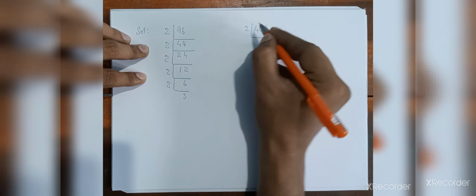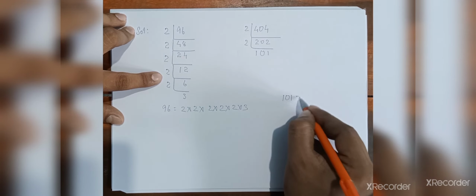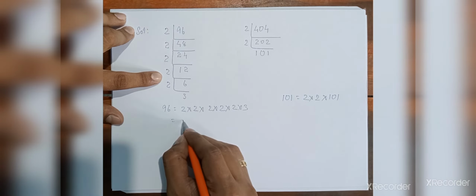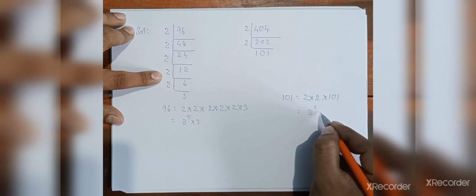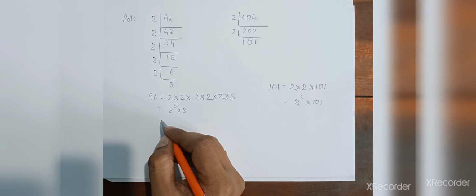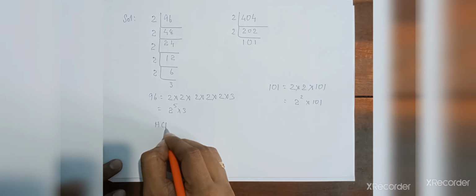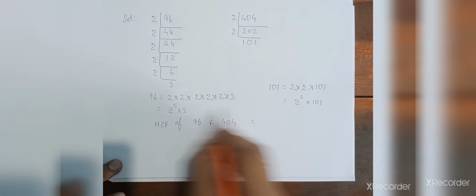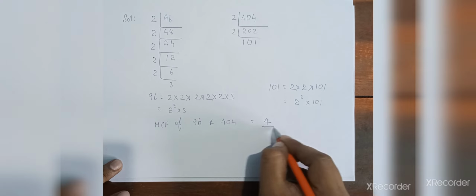So we can write 96 as 2 into 2 into 2 into 2 into 2 into 3, and 404 as 2 into 2 into 101. This is 1, 2, 3, 4, 5: 2 to the power 5 into 3. This is 2 to the power 2 into 101. So what is the HCF of these two integers, the highest common factor in both? HCF of 96 and 404 is equal to, which is the common here? 2 raised to 2 is here, 2 raised to 2 is here, so it is 4.